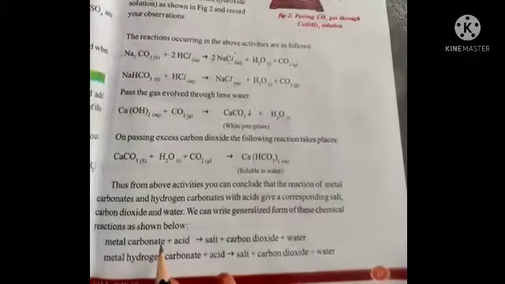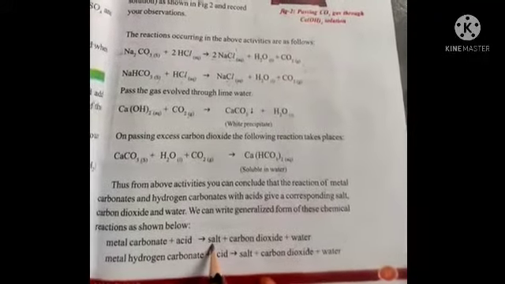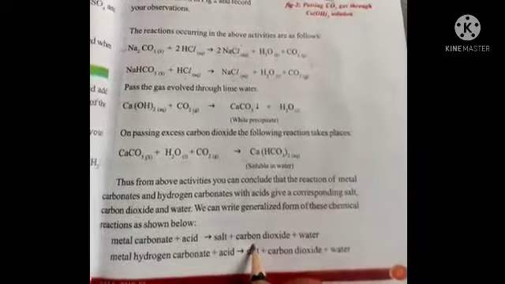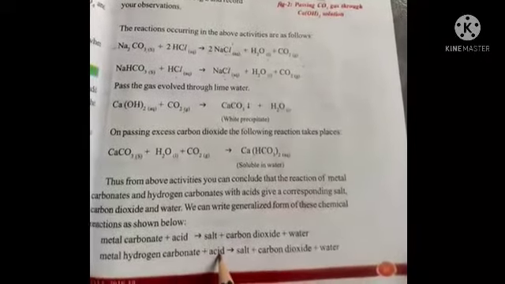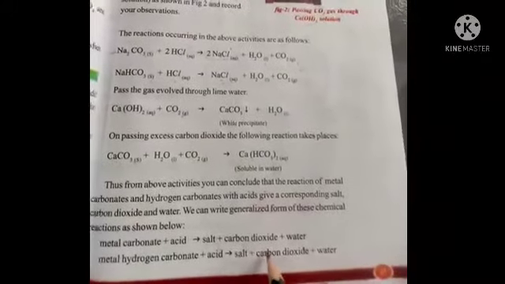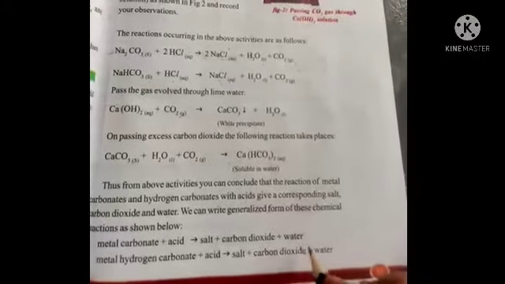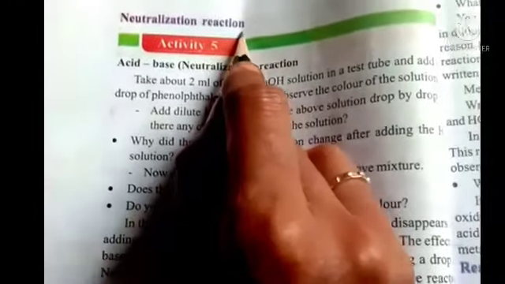Here metal carbonate plus acid gives salt plus carbon dioxide plus water. Metal hydrogen carbonate plus acid gives salt plus carbon dioxide plus water. And next is the neutralization reaction.